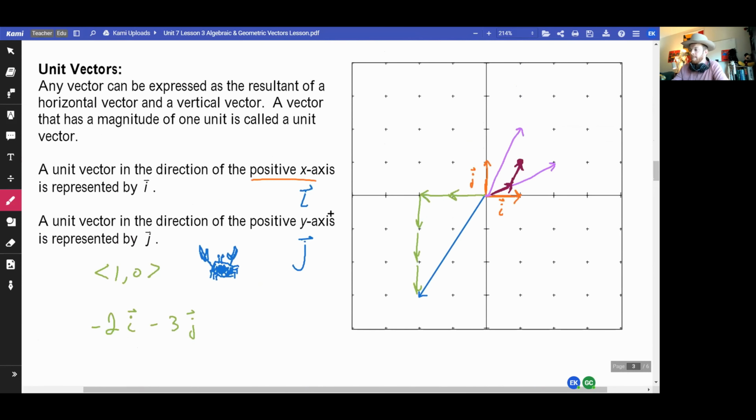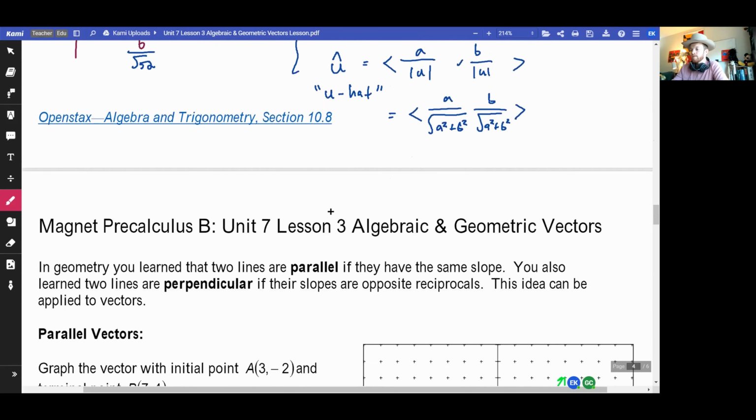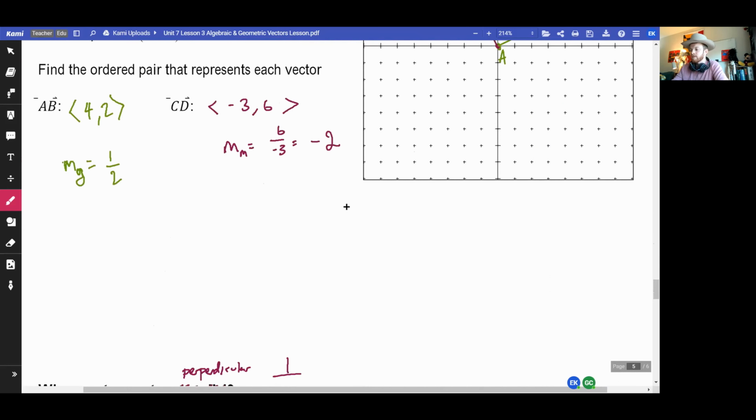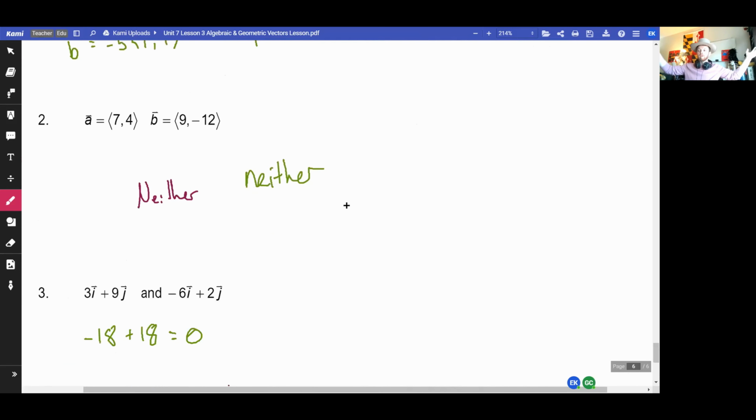You crabbed me here. We talked about unit vectors. This is just a long basics lesson, parallel and perpendicular vectors. And here we are on the other end.